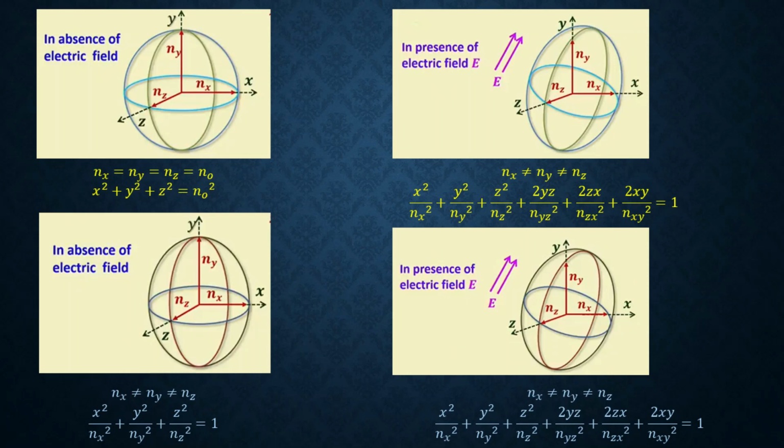So in the presence of an electric field, this anisotropic medium will also be anisotropic, but the orientations will be different. So it will become a general ellipsoid. So here we can see how the anisotropic medium will be affected. The properties of the anisotropic medium will be altered in the presence of an electric field.